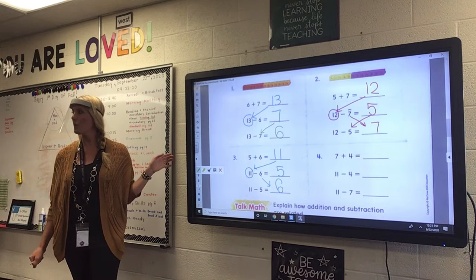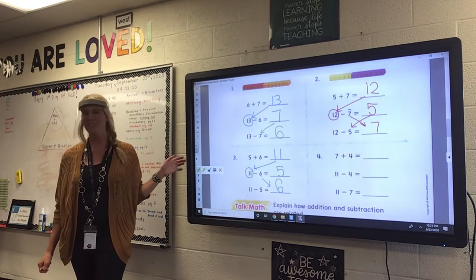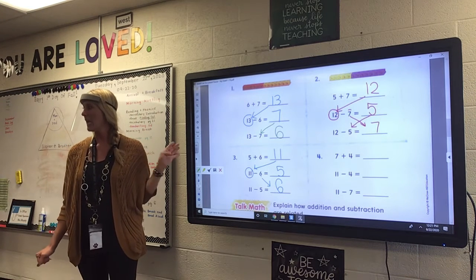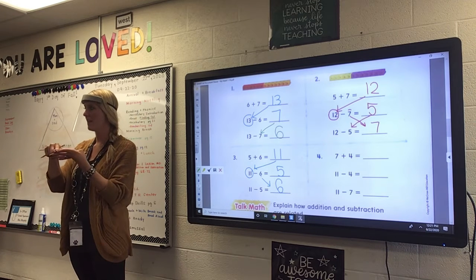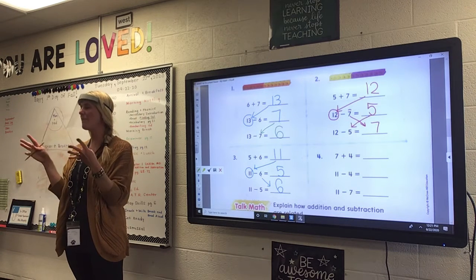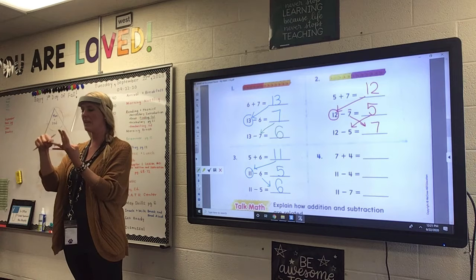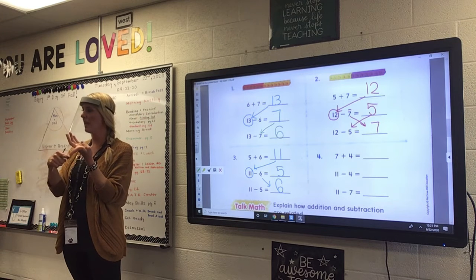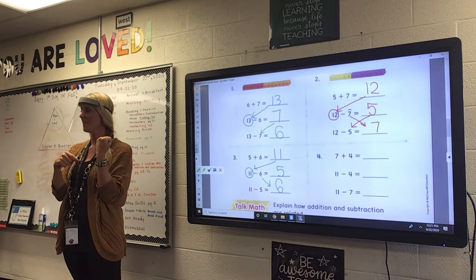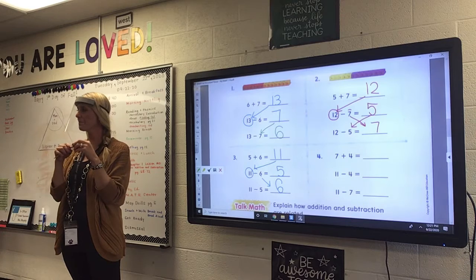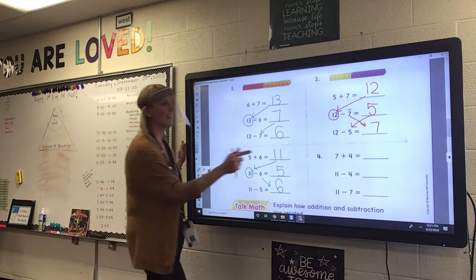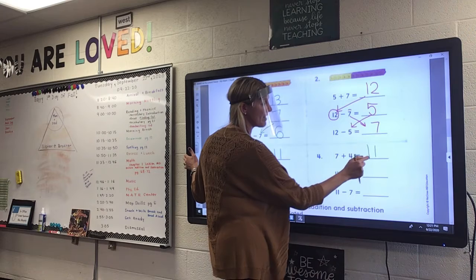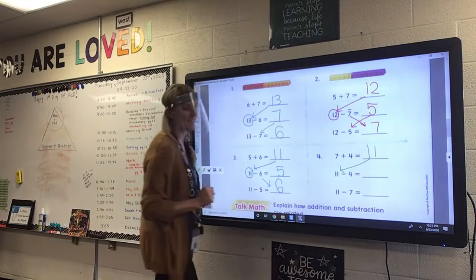7 plus 4. What do you think that is, Elliot? 7 plus 4. Ellie, say 7 and count 4 more. 7, 8, 9, 10, 11. 11. And I know she's right because look, there's 11 right there.